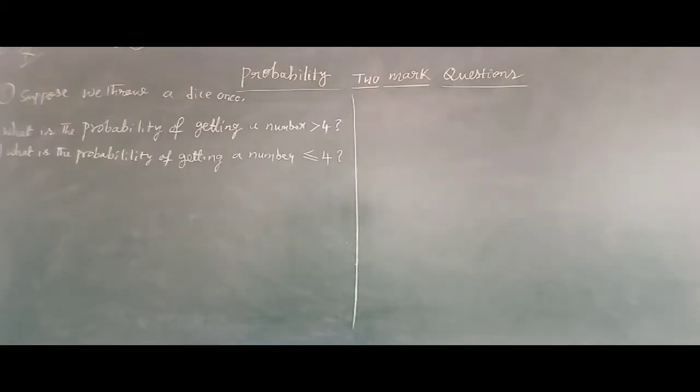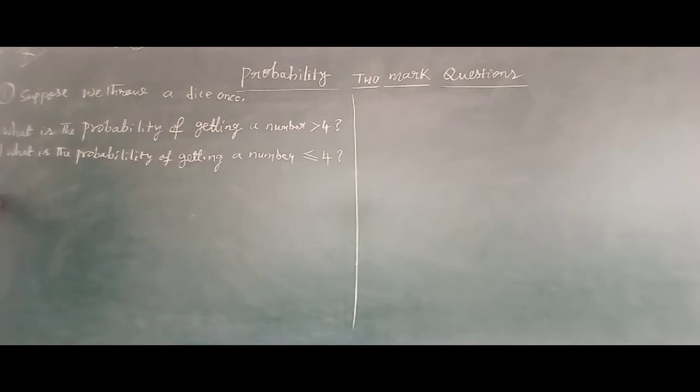We go to our first question. Suppose we play dice once. First, what is the probability of getting a number greater than 4? Second, what is the probability of getting a number less than or equal to 4? I already said in the concept, and these are important problems from the board examination point of view.